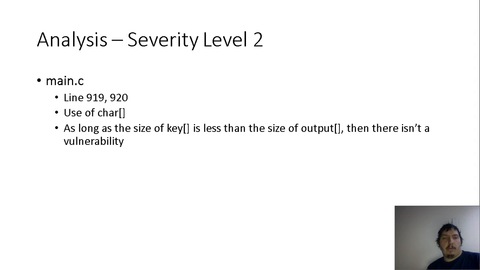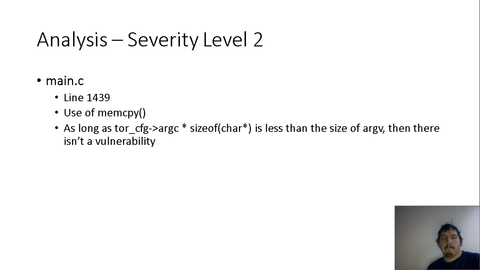And then two more arrays. One is key, the other is output. And as long as the size of one is less than the size of the other, then there's not a vulnerability in the functions that call them. And they're always called together. Almost always called together.